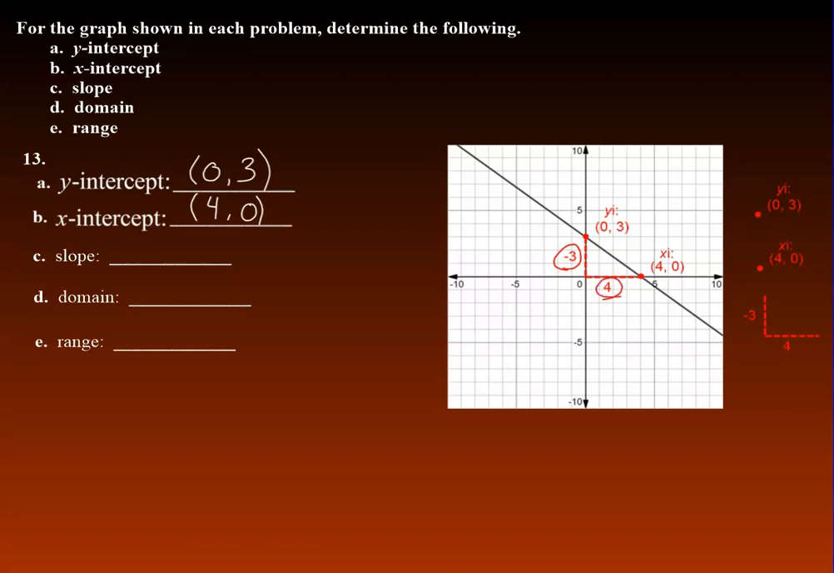And so it's rise over run, which would be, rise is going to be the up and down, so negative 3. And the run would be the left and right, so that would be 4. And so our slope here is going to be negative 3 over 4.